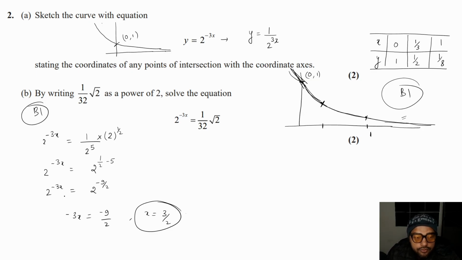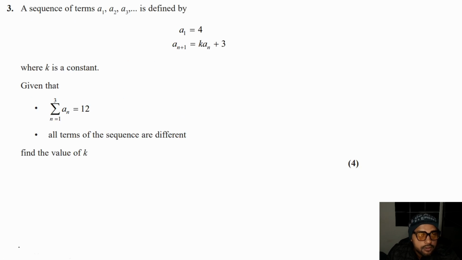And now let's move to the third question, students. The sequence of terms a1, a2, a3 is defined by a particular relation they have given for us, and we need to find the value of k. Just see that this is a1. What will happen if we substitute n equals to 1 in this equation? So we'll get a2 equals to k a1 plus 3. We don't have the value of a2 as well, and k also we don't have. a1 we got as 4, so a2 equals 4k plus 3.